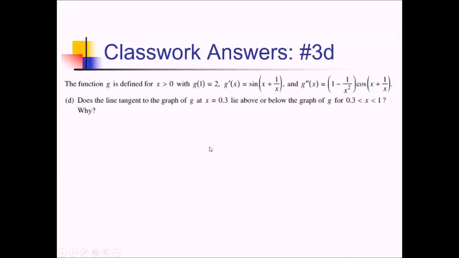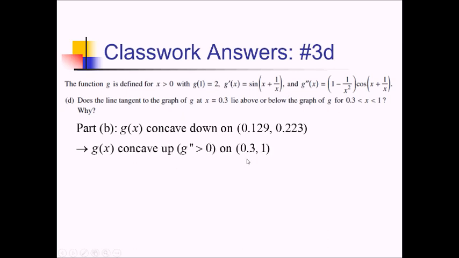For this last part of the problem, they want to know if the tangent line to the graph at 0.3 lies above or below the graph of g on the interval from 0.3 to 1, and then why. So whether or not your tangent line is over or under a graph, this is all about the concavity of the graph. What is the concavity of g on this interval? Well, we found in part B that our graph was concave down on the interval from 0.129 to 0.223. That means that outside this interval, everywhere else, it's concave up. Specifically, we know that our graph is going to be concave up on the interval from 0.3 to 1, because that interval falls after this interval on our graph.